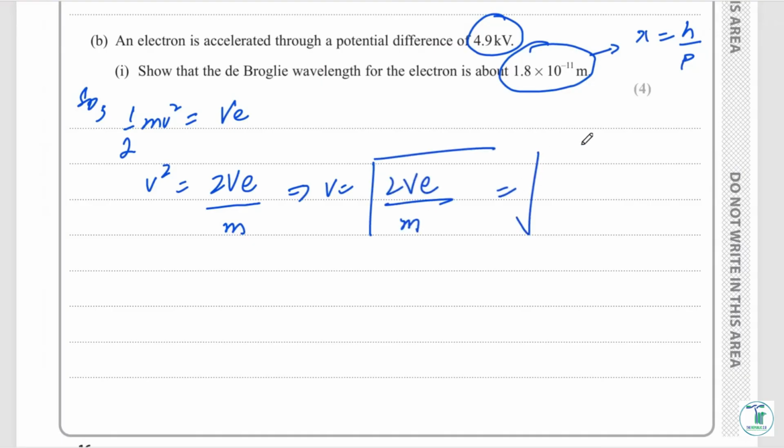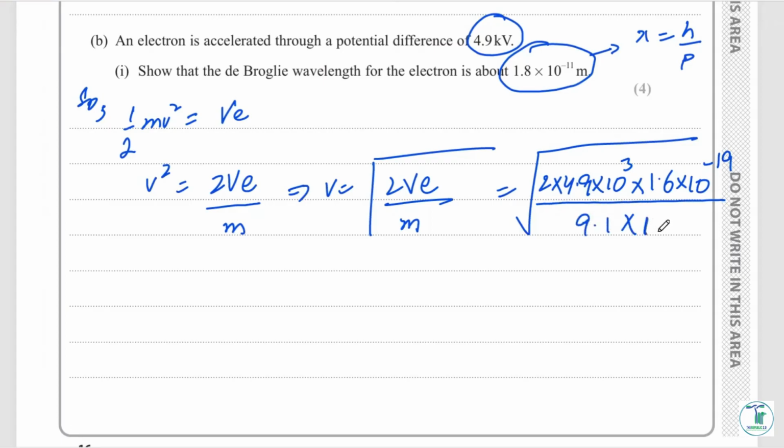Now I'm going to plug in the values. The voltage is given, that is 4.9 times 10 raised to the power of 3. The charge on an electron is 1.6 times 10 raised to the power of negative 19. And the mass of the electron is 9.1 times 10 raised to the power of negative 31. I'm going to take the square root, and the speed of the electron is going to be something like 4.15 times 10 raised to the power of 7 meters per second.